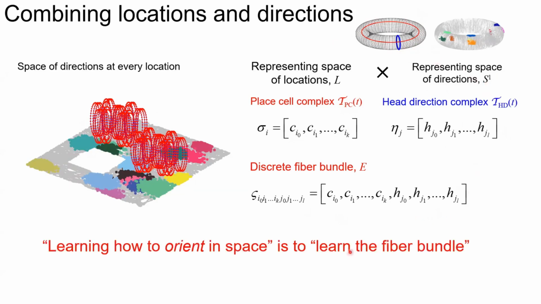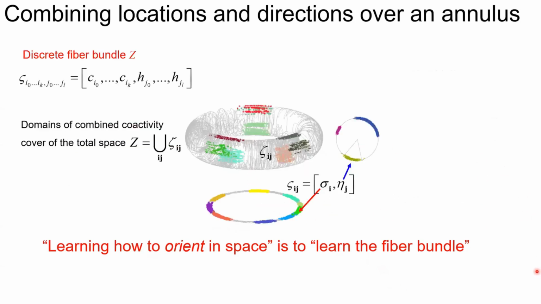So essentially, our goal is to learn how to orient in space. But I just want to continue the logic of previous computations. We're going to say, okay, can we learn this bundle, the structure of this fiber bundle? And it turns out it's not terribly difficult to do. As I said, we look at combinations of place cells, combined activity of place and head direction cells. These are simplexes that discretize this fiber bundle. It can be shown that the activity of these cells is mapping.